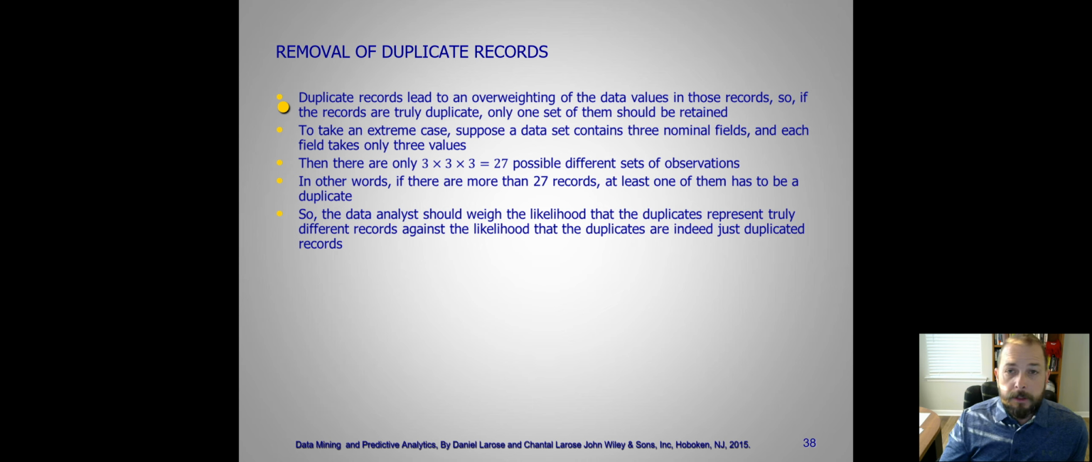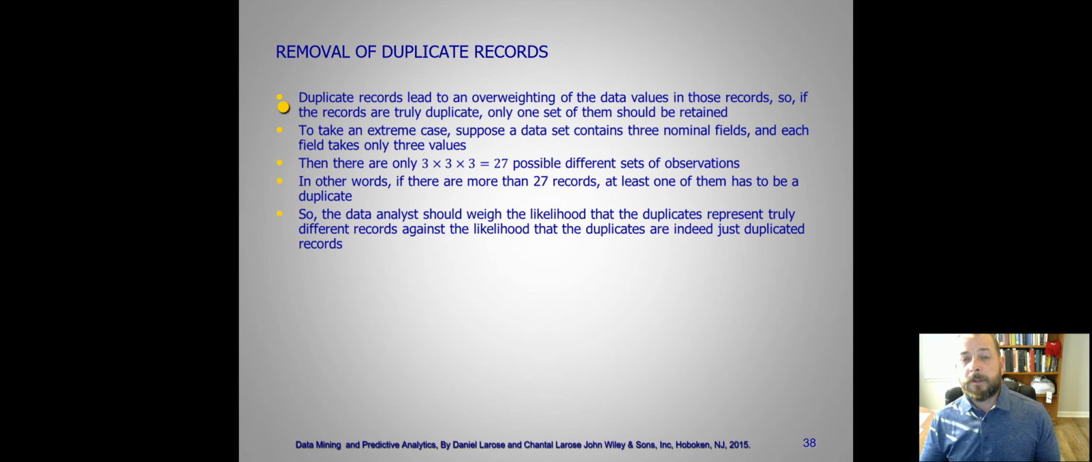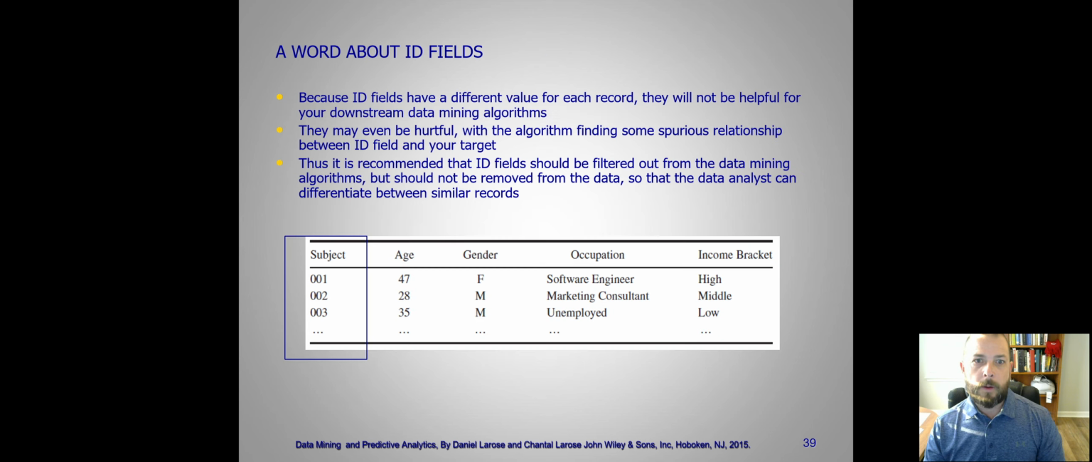Duplicate records are challenging as well. This can lead to overweighting of the data values in those records. So if we have a lot of duplicate records, that can be problematic. And so oftentimes we need to deal with that in particular ways. Do you want to remove duplicates from your data set or keep them? Or do you want to keep one unique observation of the data set to help draw out more inferences as well?